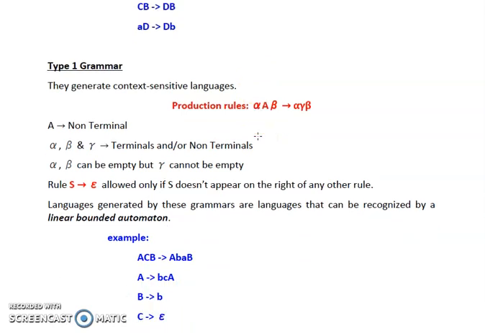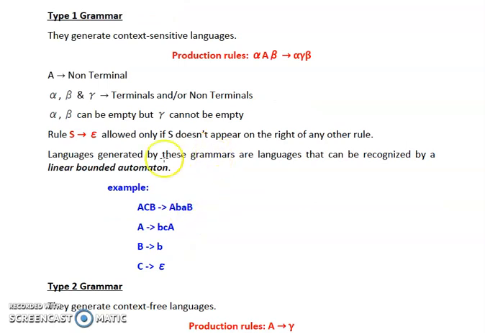In the next video, on type 1 grammar, we discussed its production rule, and we saw that it is used to generate the context sensitive languages that can be recognized by a linear bounded automata. Then we saw examples of the type 1 grammar. In case you haven't watched those videos, please go back and watch them so that you are clear about the concept of Chomsky hierarchy, type 0 and type 1 grammar. Only then can you understand the concept of type 2 and type 3 grammar.